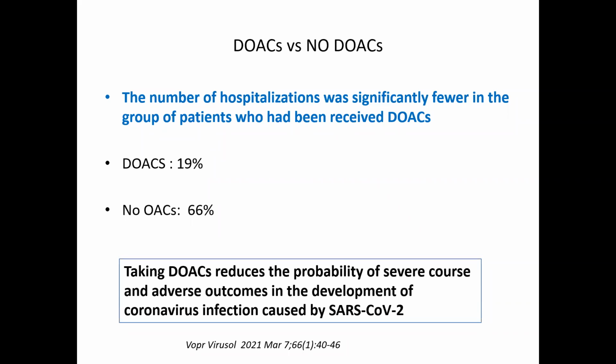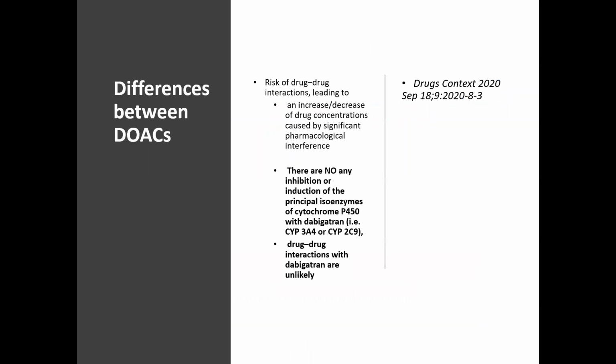And the results show that number of hospitalization was significantly fewer in groups of patients who had received direct oral anticoagulant. Hospitalization risk was around 20% in patients who received oral anticoagulant versus 66% who did not receive oral anticoagulant. So what we are trying to do is prevent hospitalization by adequate oral anticoagulation, preventing hypoxia.